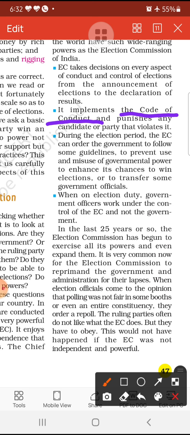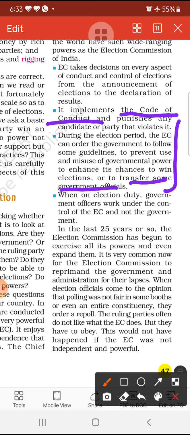The EC can order the government to follow some guidelines to prevent use and misuse of government power, to enhance its chances to win the election, and to transfer some government officials. Now this is a big power, you can understand this. During the election period, the EC can order the government to follow the guidelines. Whatever the guidelines are, the ruling party and other parties, all the contestants, have to follow them to prevent misuse. They cannot misuse power to win the election. And the Election Commission can transfer some government officials if it observes that they are a hindrance in the smooth conduct of the election. This power is with the Election Commission.